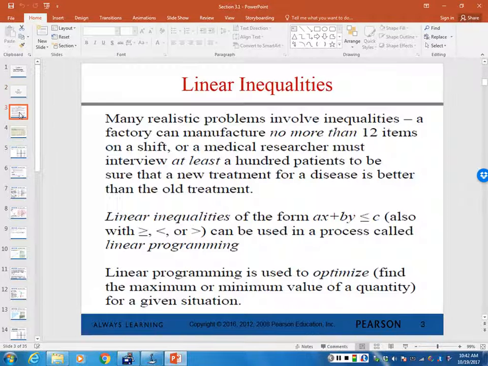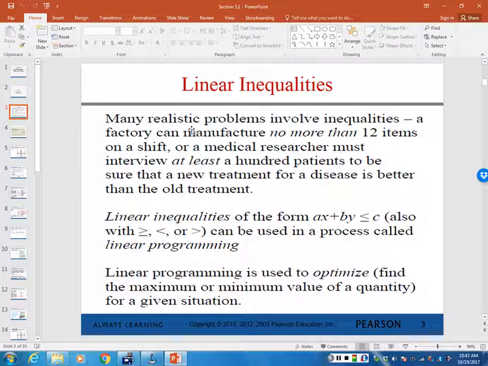So just some quick information to get started. Linear inequalities have a lot of realistic applications. One of the things that we're going to do with this is called linear programming, and the purpose of linear programming is to optimize something, like, for example, your profit, or to minimize something, say your cost. So it's a very, very useful idea.